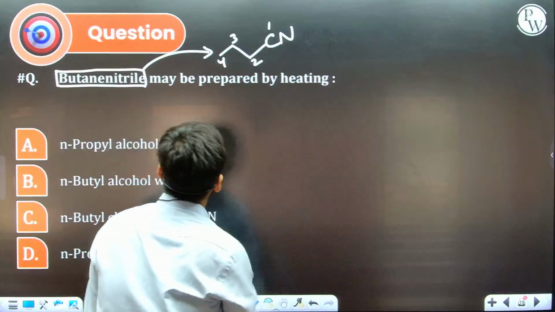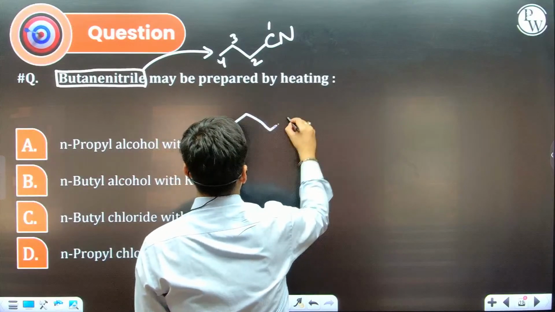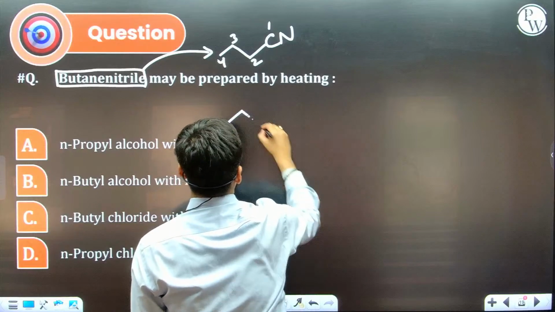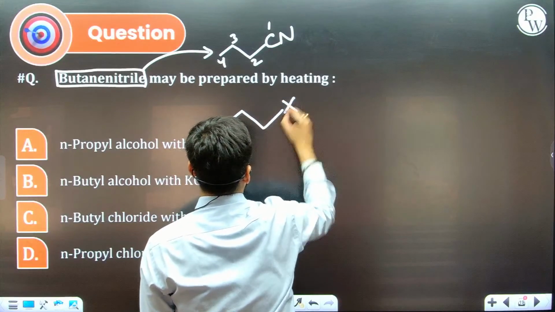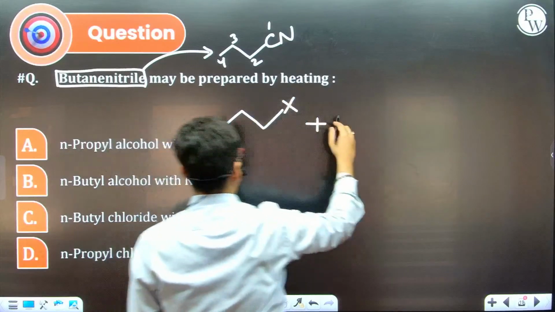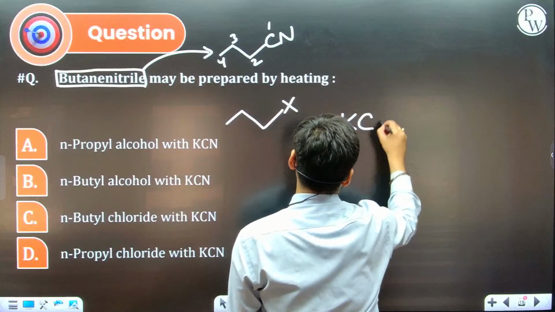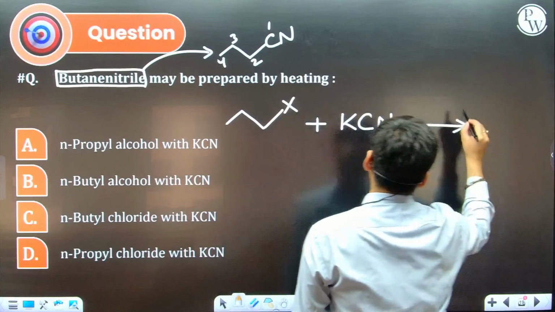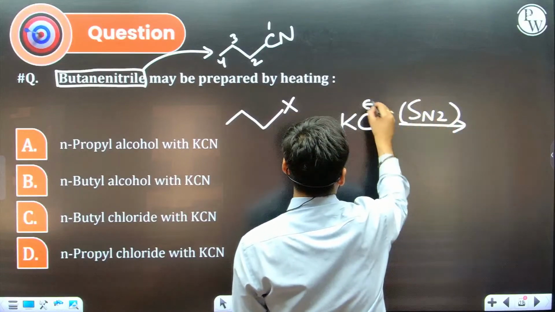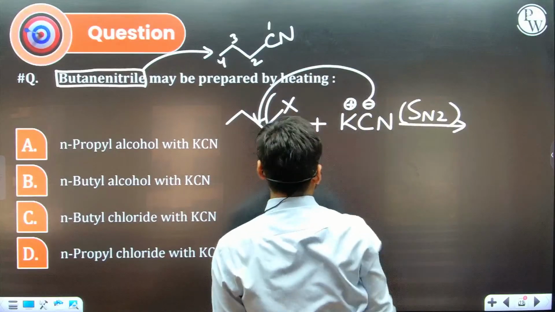Butane nitrile may be prepared by heating. So if I have a halogen atom attached to this carbon, and there are 3 carbon atoms here, and I react this with KCN, in this case SN2 will happen, because CN minus is a good nucleophile. This is what I'll get, right?